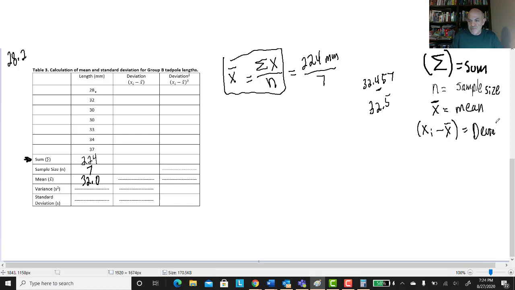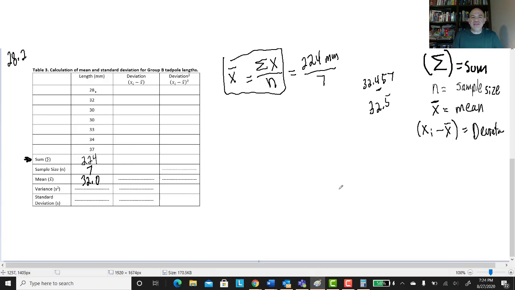And you're going to subtract it. So that means we're going to take this value here, 28, and subtract the mean from it, and you're going to get an answer there, okay? Now you can do all of these one by one. So you would take 28 and subtract 32.0. Then take 32 and subtract 32.0, 30, and so on.